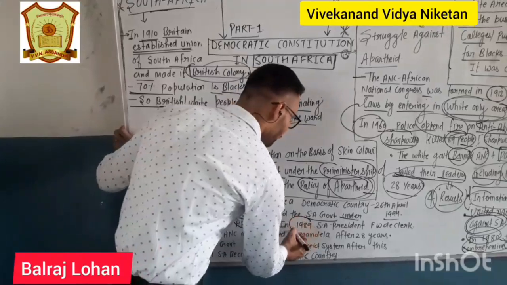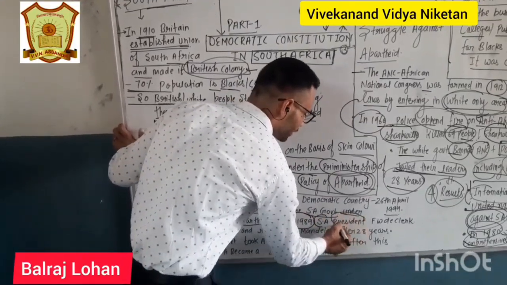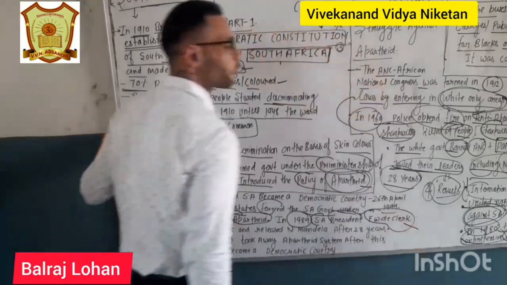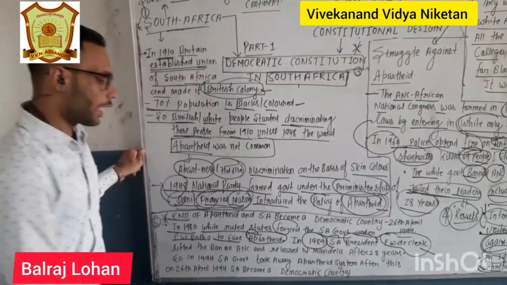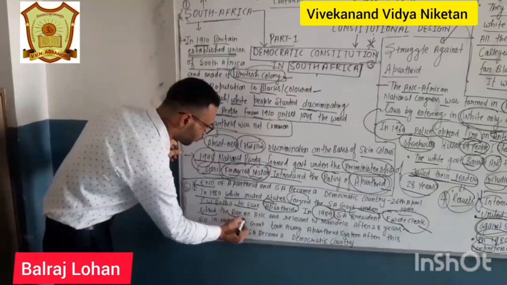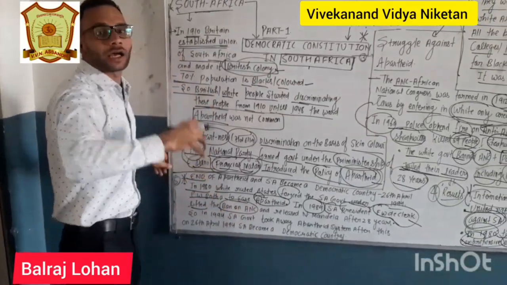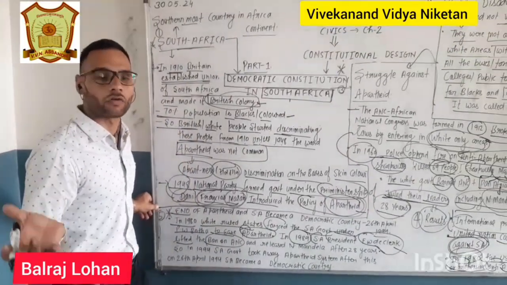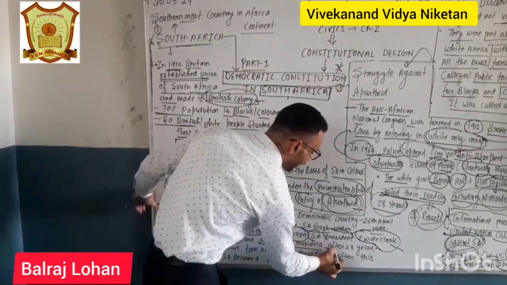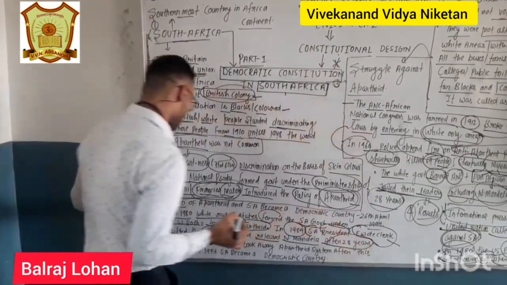Then South African President F.W. de Klerk lifted the ban on the ANC. It means he repealed the ban on the ANC and released Nelson Mandela after 28 years.